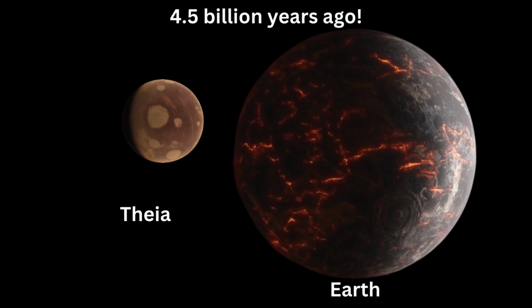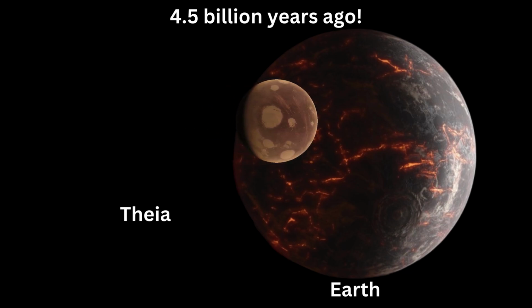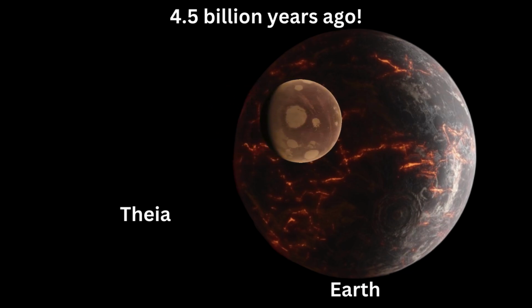Well, it's all because a protoplanet, or a small planet that was still forming, crashed into young Earth over 4 billion years ago. Now, this protoplanet was named Theia, and what happened is that this big space rock, about the size of Mars, crashed into Earth. And what happened after that?